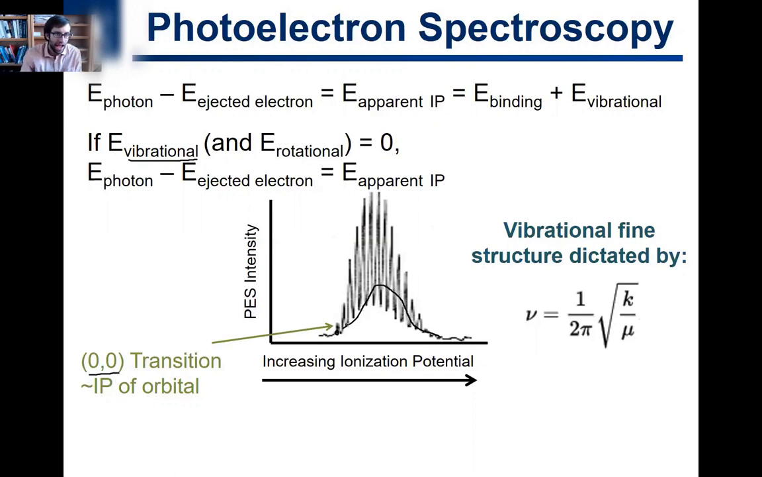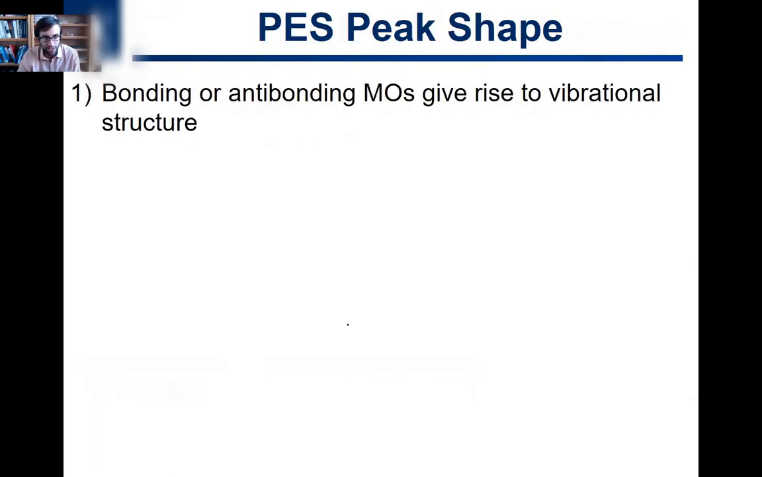Remember, this is coming out of being able to access an excited electronic state, which is an electron going into a different orbital. Okay, so excited electronic state could be ground and excited vibrational state. So we're going to go a little bit deeper into the peak shapes in photoelectron spectroscopy. And so first I'll just lay out some general observations and we'll talk about why these observations are true in a second. So the first is that bonding or anti-bonding molecular orbitals give rise to vibrational structure.